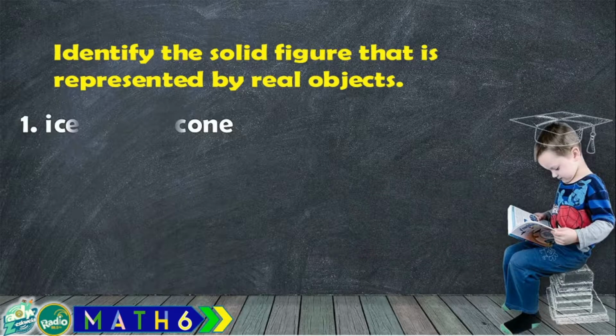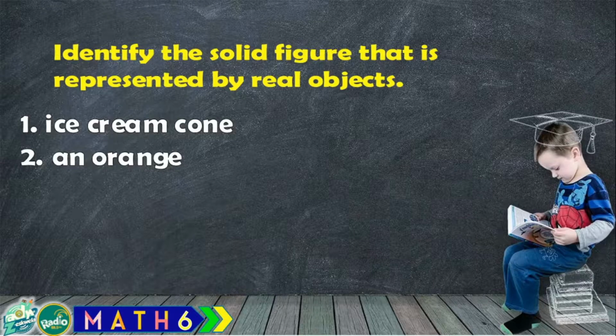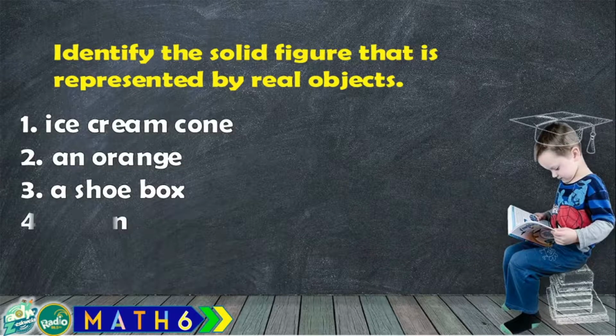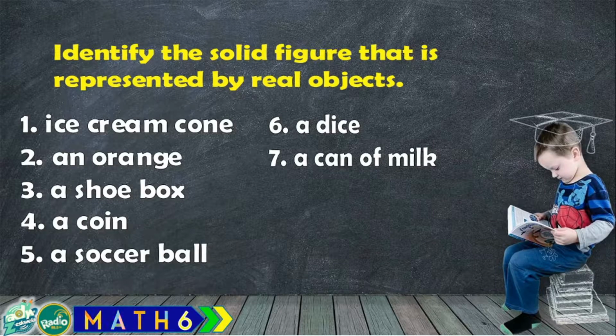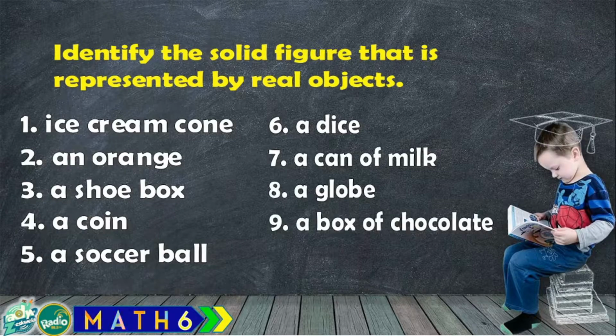Number 1, ice cream cone. Number 2, an orange. Number 3, a shoebox. And number 4, a coin. Number 5, a soccer ball. Number 6, a dice. Number 7, a can of milk. Number 8, a globe. Number 9, a box of chocolate. And number 10, water tank.